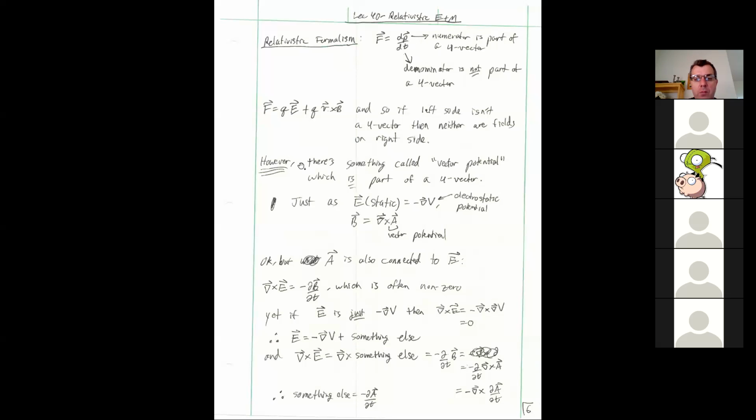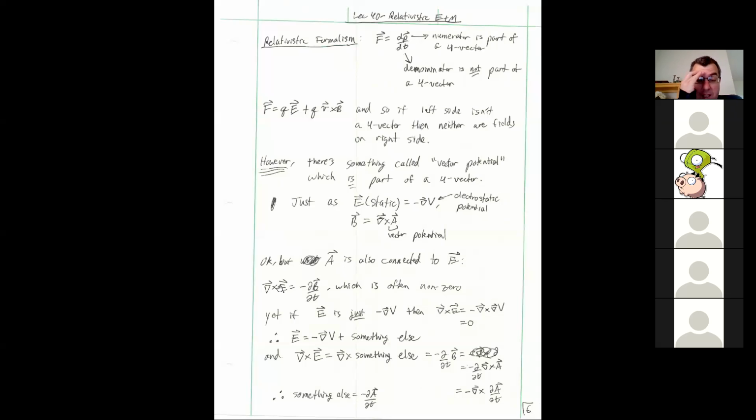There's something called a vector potential. And without even talking about relativity, we know that the electric field, at least in the static case, is minus the gradient of potential. Now, before we knew relativity, people figured out that sometimes it might be easier to write the B field as the curl of another vector, called the vector potential. If that's all that we did, if we didn't have them coupled together, it would be kind of boring. But the vector potential is connected to E.